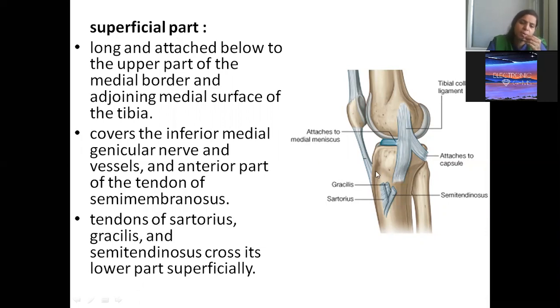If you remember, we also have genicular vessels. They form anastomosis around the knee joint. The superficial part is actually covering the inferior medial genicular nerve and vessels. Actually, in Chaurasia, a very good picture is there. What are the structures lying above and below? The tendons of sartorius, gracilis and semitendinosus cross its lower part before they get inserted superficially.